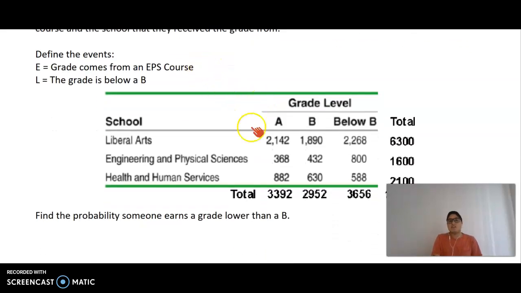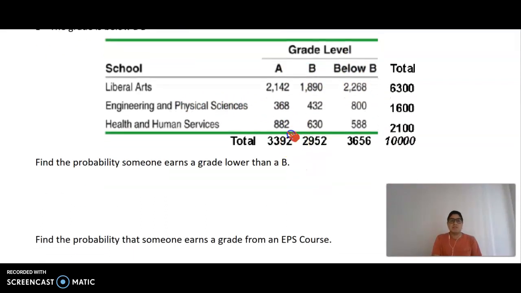Here, event E means that the grade comes from the engineering and physical sciences. And here, event L means that the grade is below a B. So we have the two-way table, which represents the school and the grade level, and then here we have the frequencies. Here, we want the probability that the student earns a grade lower than a B. So we want the probability of L.